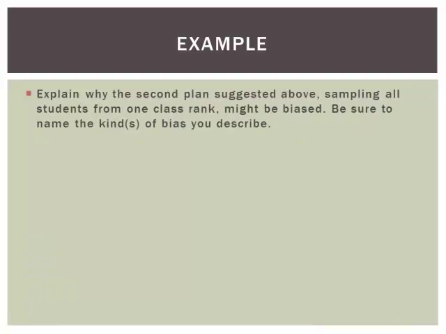Okay, last example, I think. Explain why the second plan suggested above, sampling all students from one class rank, might be biased. And sort of name the bias here. So undercoverage is certainly one bias that could happen here. The class rank selected may not be representative of all students in the course. I mean, if you pick all the freshmen, freshmen definitely have different ideas about courses and expectations than seniors do. I mean, just from levels of experience, right?